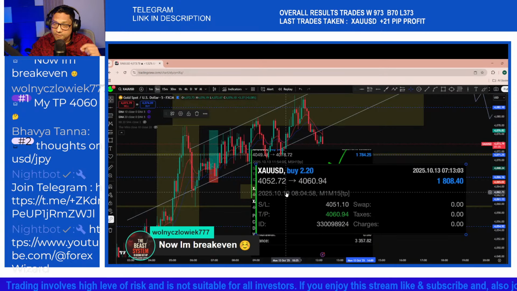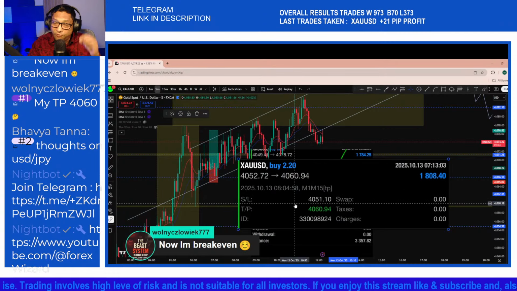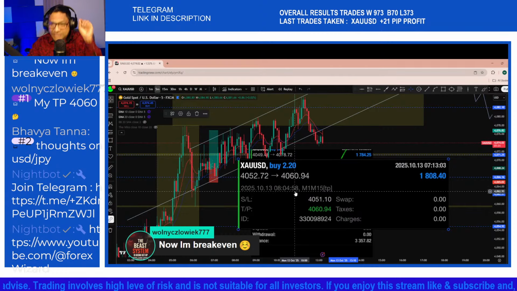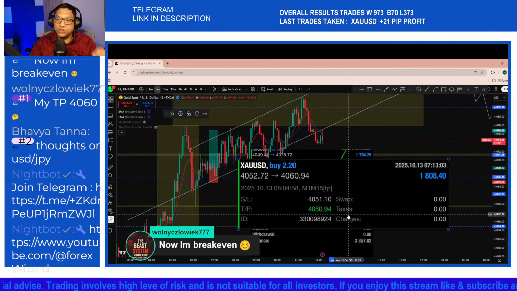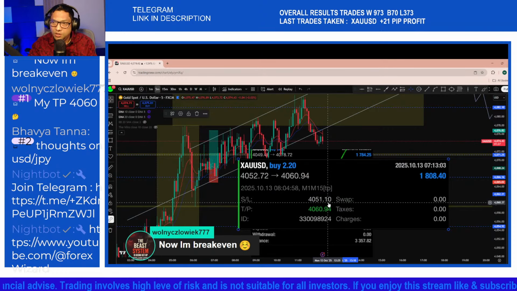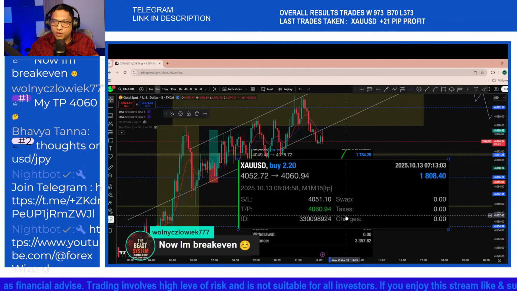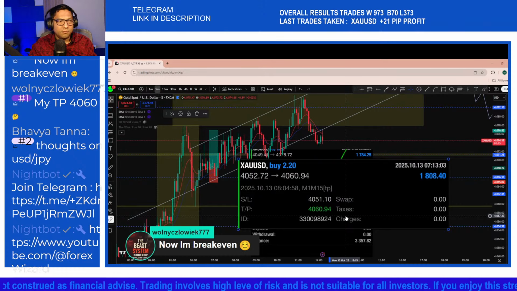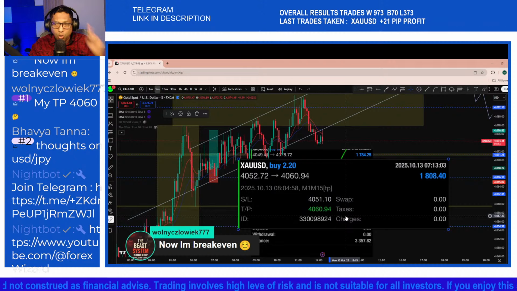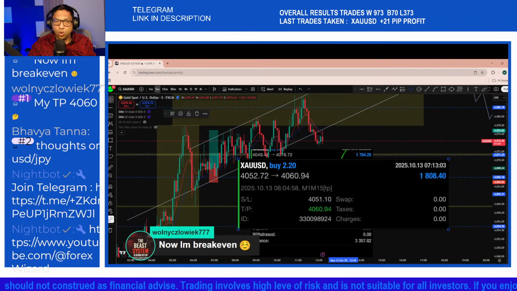See this trade. Entry at 4052.72. Stop loss at 4051.10. Look at the TP target here. 4060.94. Right. Exactly, nearly 100 pips on one trade with only a 17 to 18 pip stop loss on gold.